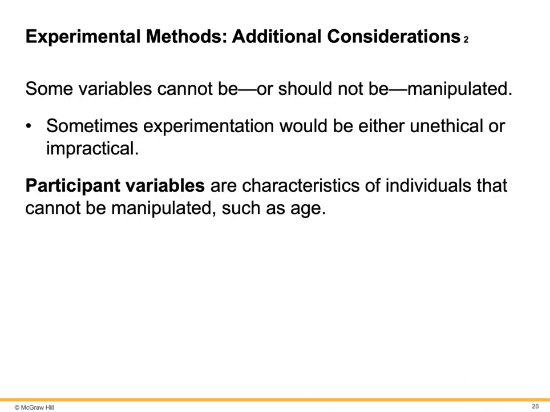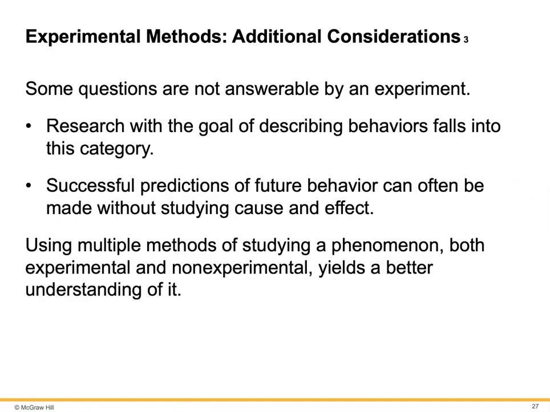And some variables cannot be or should not be manipulated. Sometimes the experimental method is not a feasible alternative because experimentation would be either unethical or impractical. For example, child rearing practices would be impractical to manipulate in an experimental world. And participant variables are characteristics of an individual that cannot be manipulated, such as age. Some questions are not answered by an experiment.